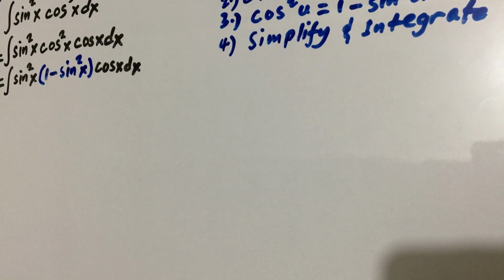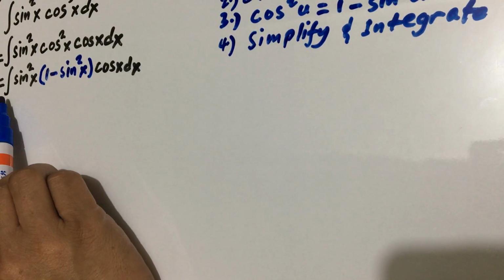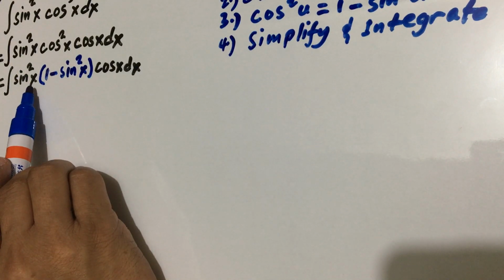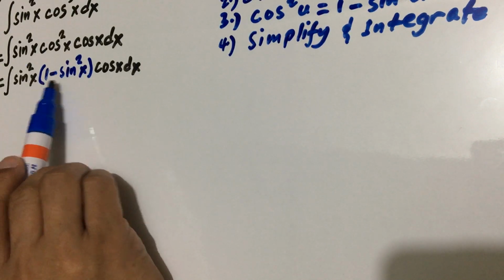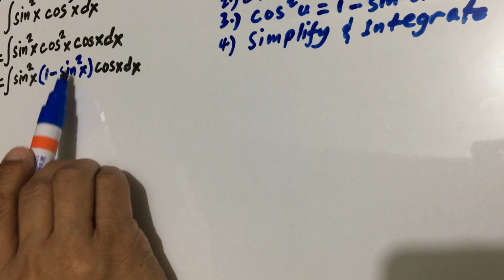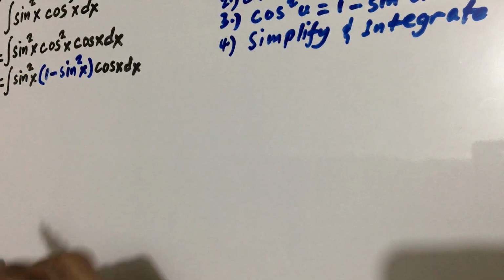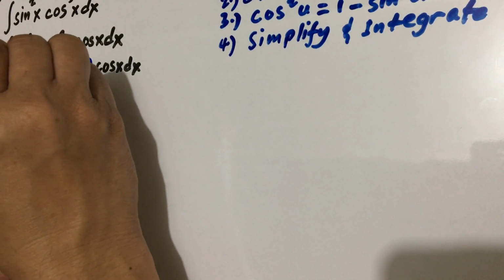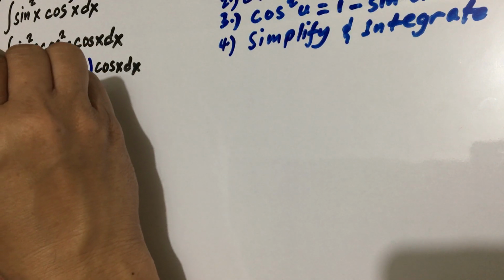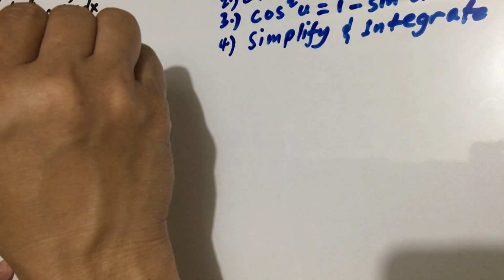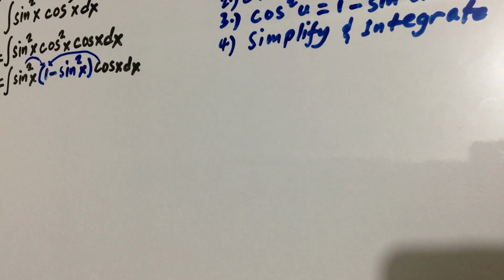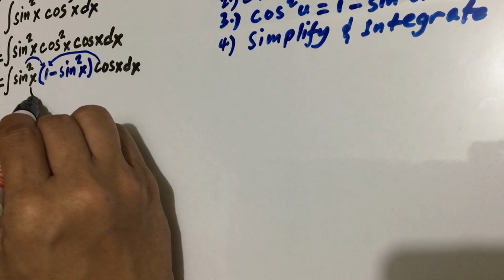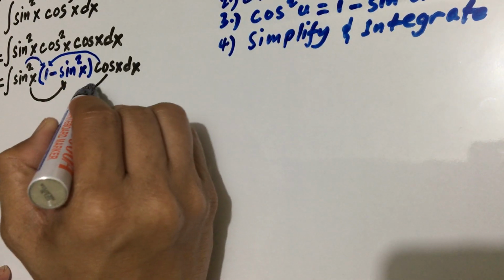Okay? So distributing, we have to distribute this integral sign together with the sine squared x as well as cosine x dx into each of these terms. We have 1 as one term, sine squared x as another term. Multiply this with the first term, then after that, multiply this also with the second term.